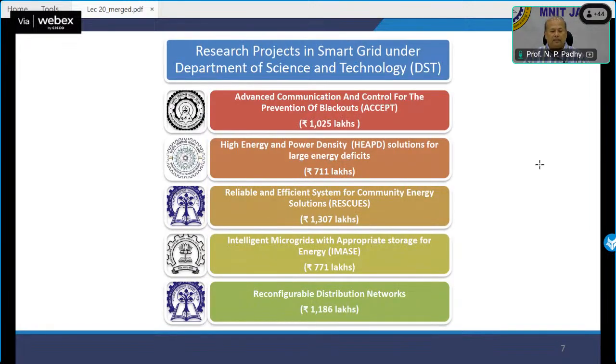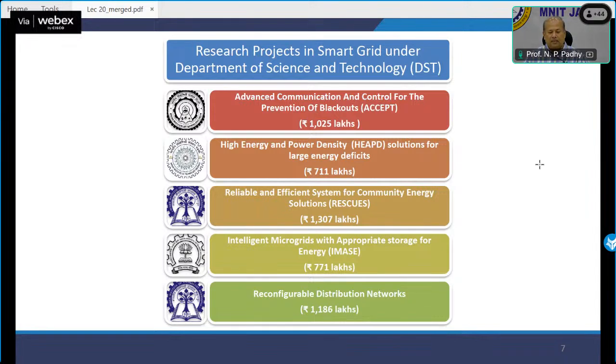Now there are many research projects that the Government of India has sponsored. I'll be very happy to say that for the first time in history, the Indian government invested some money in smart grid, and this was the initiation in 2013-14. There are 5 projects. Each project is close to 5 crores. So around 25 crores have been invested.